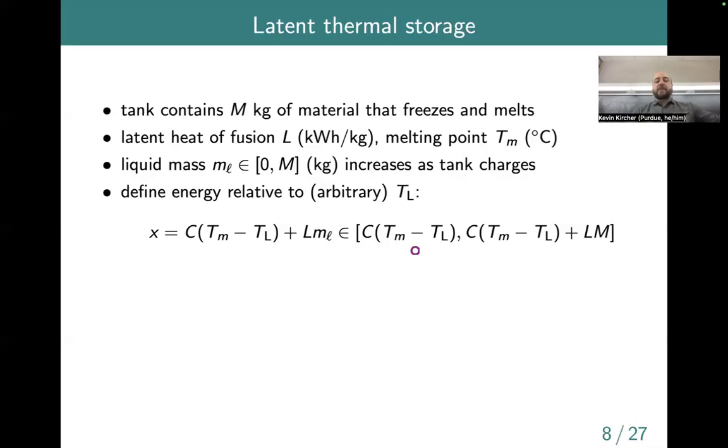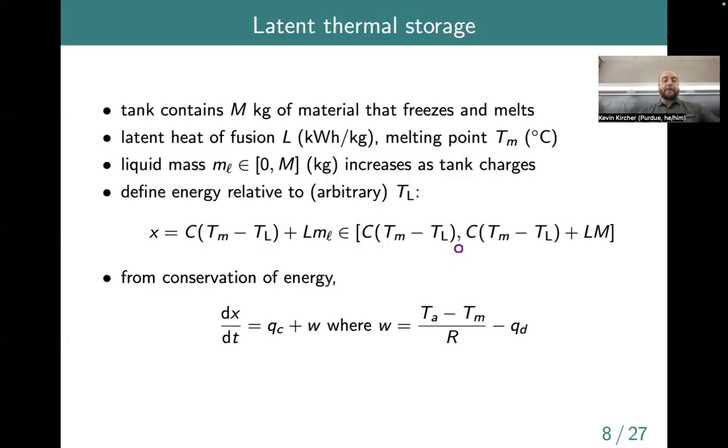Anyway, and then you can write down basically the upper and lower limits for this definition of the stored energy. And if you take the delta here again, you would get the energy capacity, and that would end up just being L times M. All the C terms here would drop out. Okay, so again, we can do a conservation of energy, a first law balance on the tank. We get the rate of change of the internal energy is equal to basically what we put in, plus this disturbance W. And we get a disturbance definition that looks very similar to what we had for the other models.